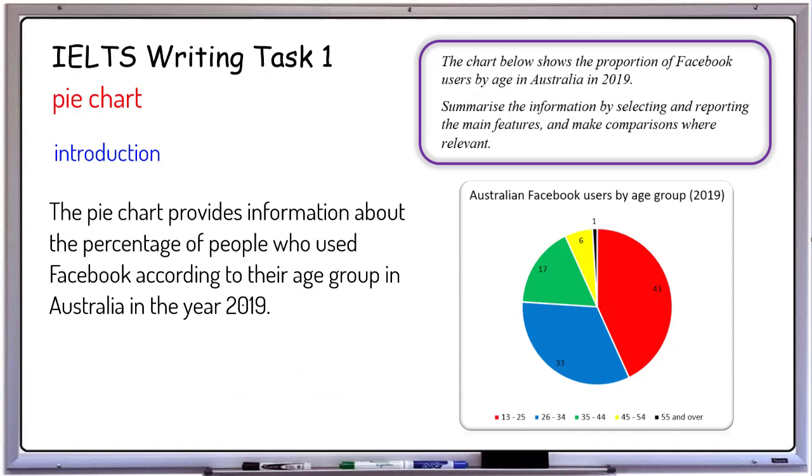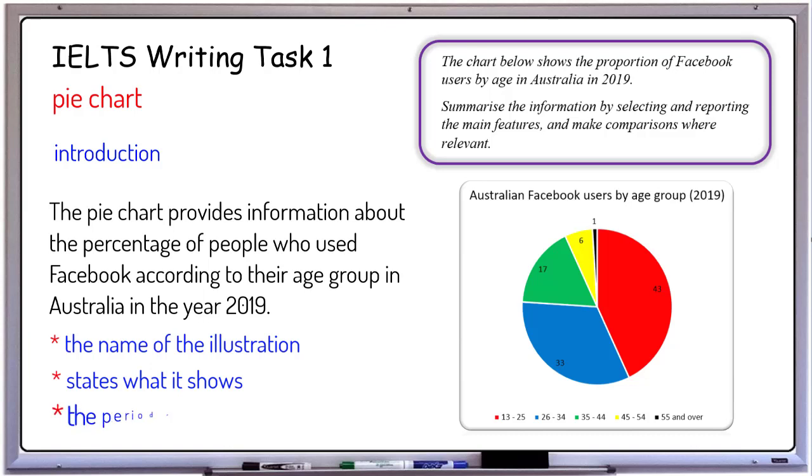Finally, I paraphrased the time phrase. It's really not necessary to paraphrase the time period, but please make sure to include it in your introduction. So, how do you like it? It's terrific, I believe, don't you think so? Because our introduction gives the name of the illustration, states what it shows, and provides the period of time.